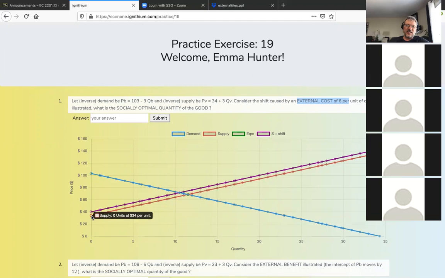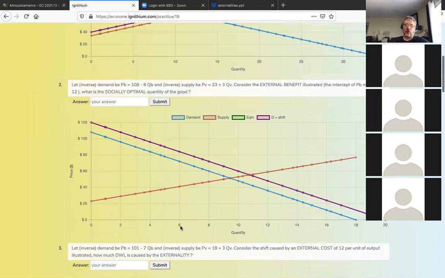If you look at the supply curve at 0, it starts at $34 per unit. And if I add 6, it goes to 40. So the purple curve is exactly $6 higher than the supply curve. And so there's our socially optimal quantity. That's the type of thing you guys want to look for.